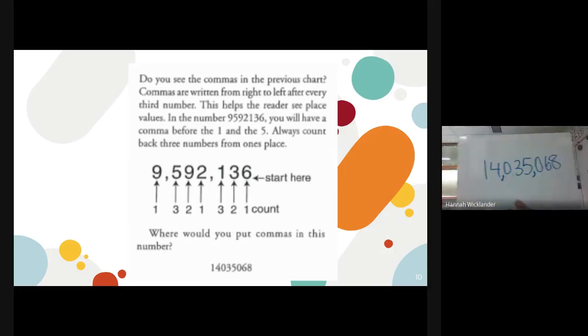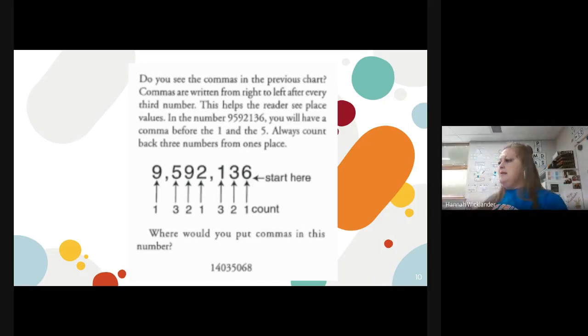And so now I have my comma because there's only 2 numbers left. I don't have to put another one. So that's where the commas go. So I have 14,035,068.